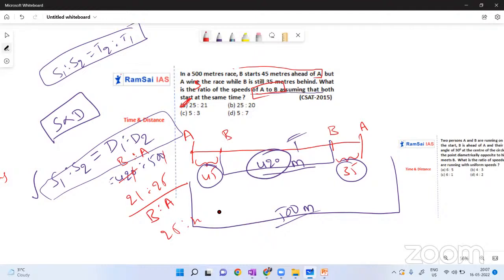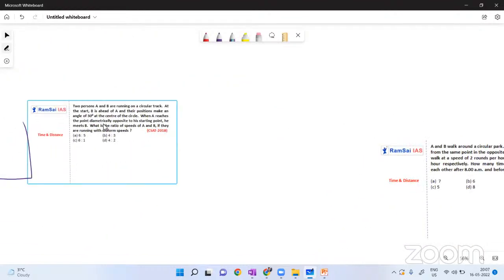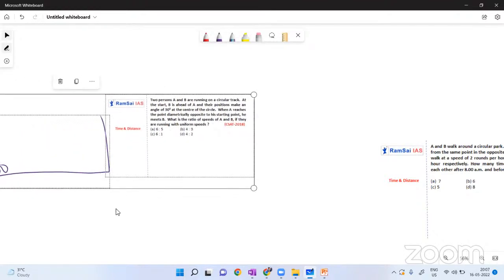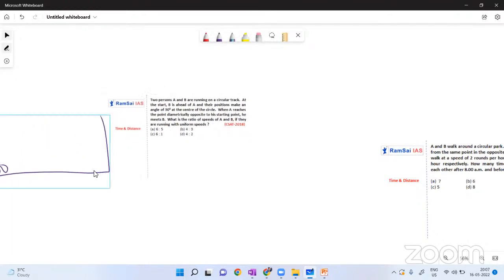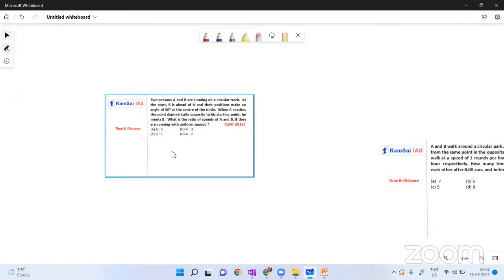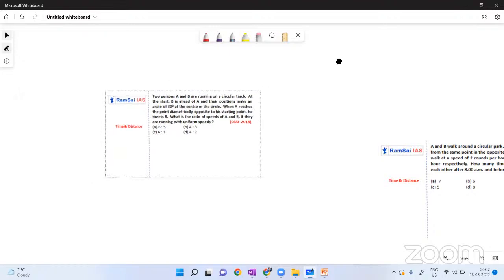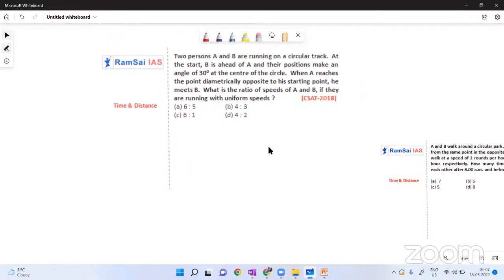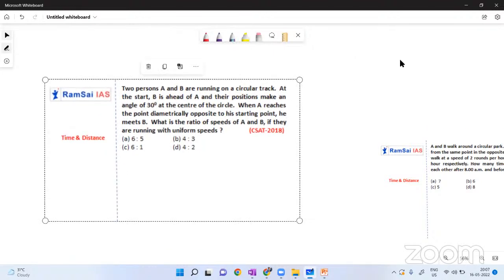Oh, shall I zoom the question? Sorry, yeah. From the next one, I'll zoom the questions. Maybe yes, I made it wrong. Yeah, I'll zoom it. Hope now you can see clearly.